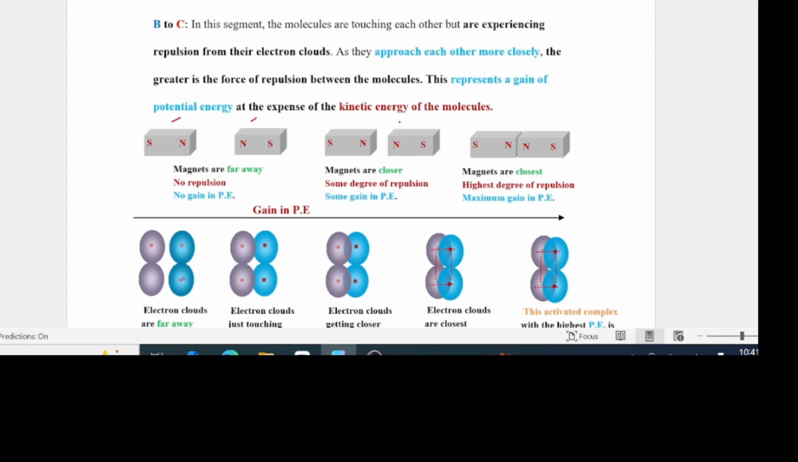As these two magnets are brought progressively closer, the force of repulsion between them gets greater, and it is greatest at this point where the magnets are closest. At this point, the magnets have the greatest potential energy. If the magnets are released and allowed to move freely, they will return to their original positions. In that case, the potential energy is changed back into kinetic energy.